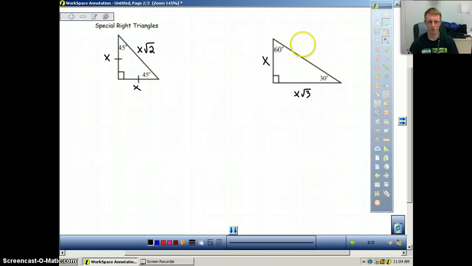And then our hypotenuse will always be 2 times X. So the hypotenuse will always be double our shortest leg, the one that's opposite of the 30. So X, 2X, and X times the square root of 3. Okay, normally it would be 1, square root of 3, 2, but obviously the sides of a triangle can be anything. We just have to change every side as such.